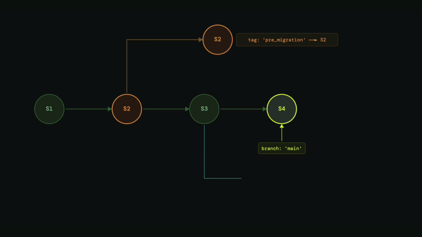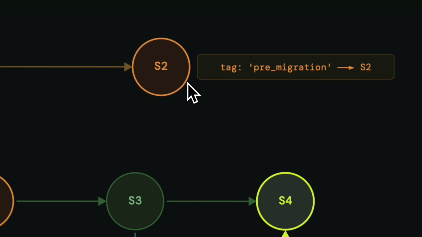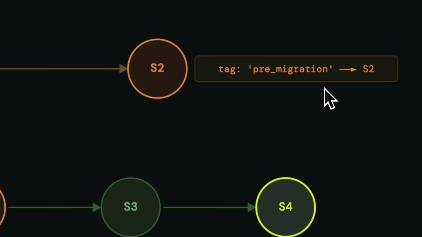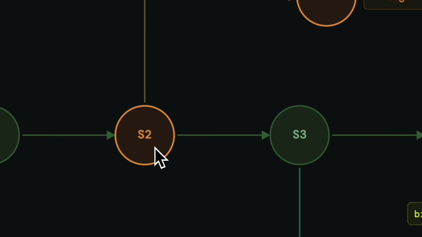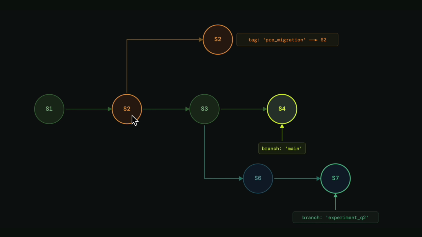A tag is an immutable named pointer to a specific snapshot. You create it, it never moves. It also protects that snapshot from expiration, meaning even if you run a cleanup job, that snapshot stays alive for as long as the tag exists.